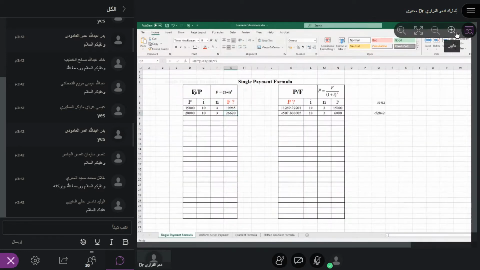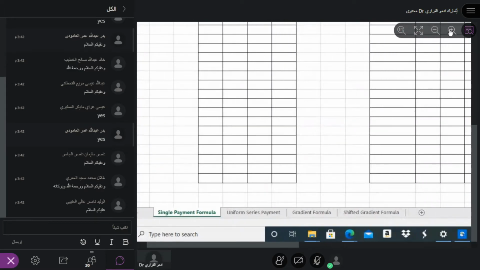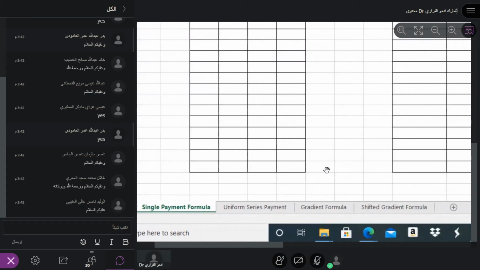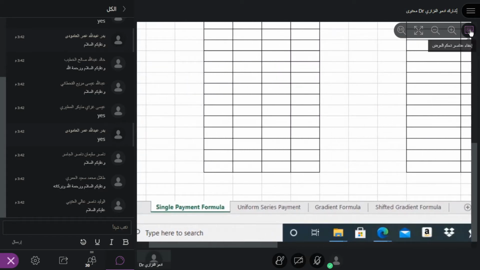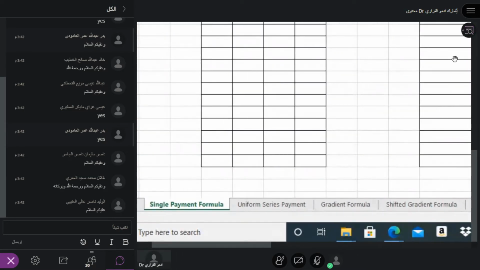F over P. The meaning of F over P is that you are given P and you are asked to find F. Then the other table, that is, you will be given F and you will be asked to find P. And that is what you have here, the red one. You are given F and you will be asked to find P. So in this case, you will be given I, you will be given N, and the future amount of money, and then you will be asked to find P.